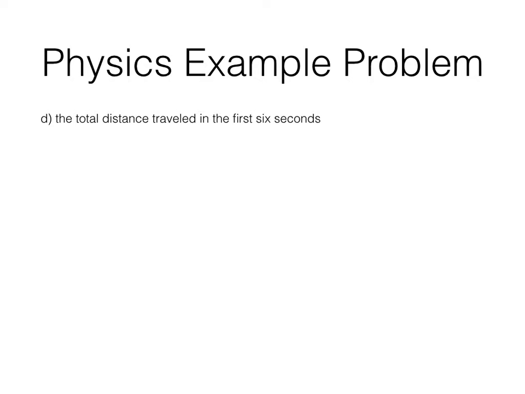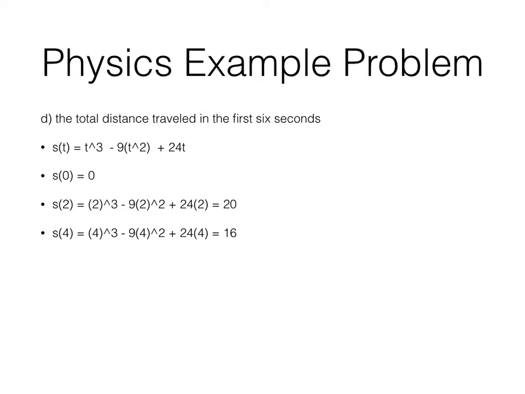Part D, the total distance traveled in the first 6 seconds. S of t equals t cubed minus 9t squared plus 24t, as originally stated. So we're going to first plug in 0 to that equation, and of course you get 0. S of 2 is 20, S of 4 is 16, and S of 6 is 36.